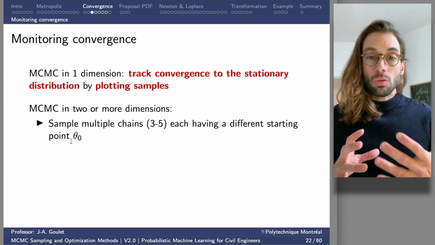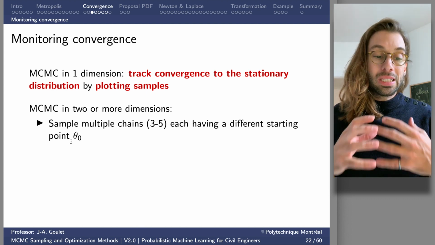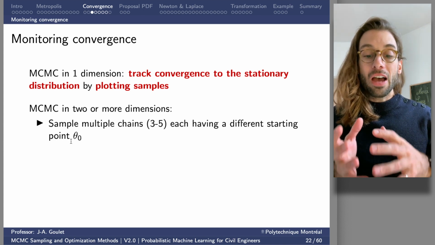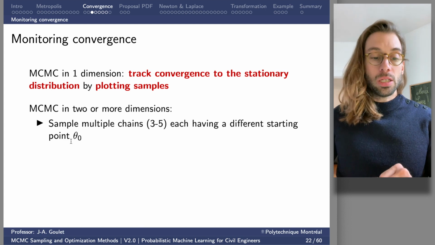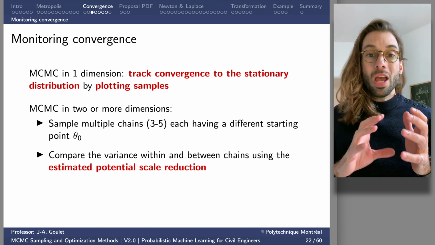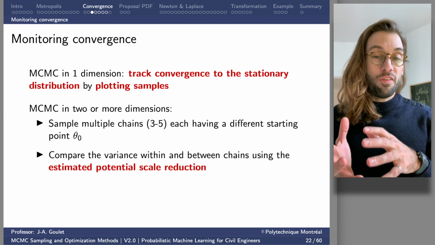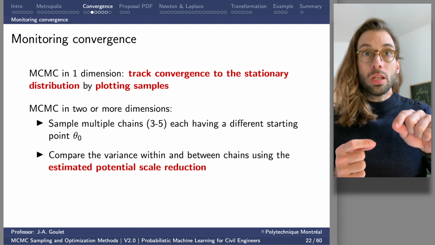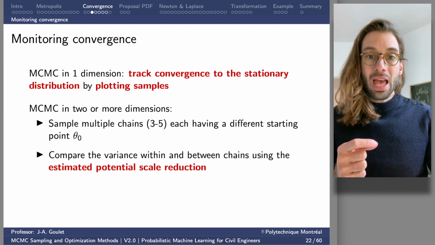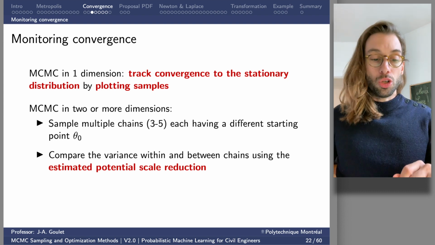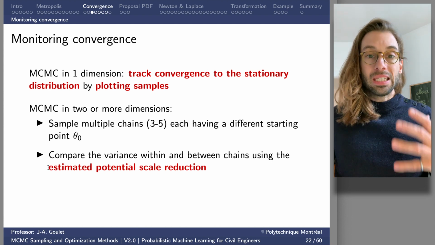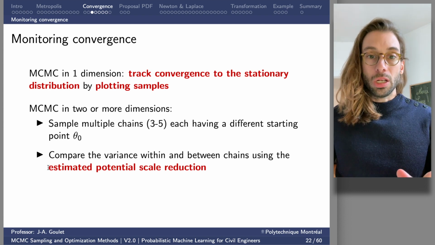So in that case, one thing you can do is sample multiple chains, between 3 and 5, which all have different starting locations theta 0. And then what you're going to do is compare the variance within each chain and the variance between your chains. And this is systematized into the estimated potential scale reduction, EPSR.